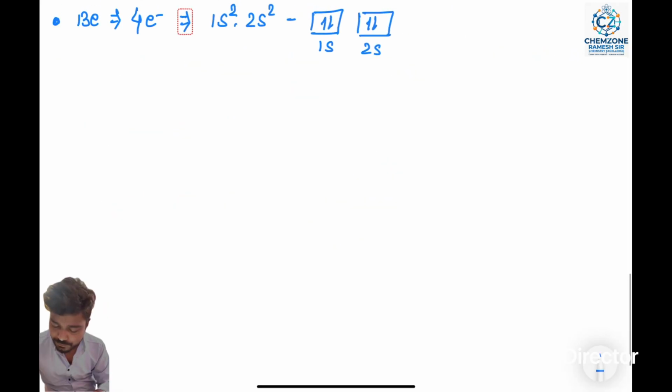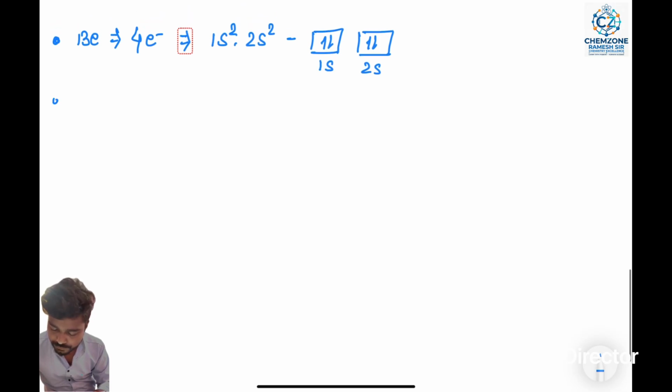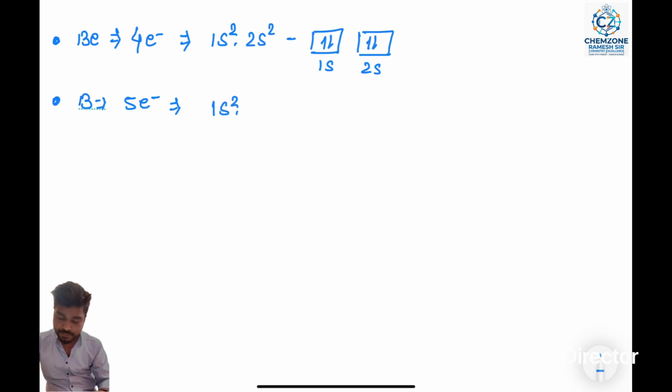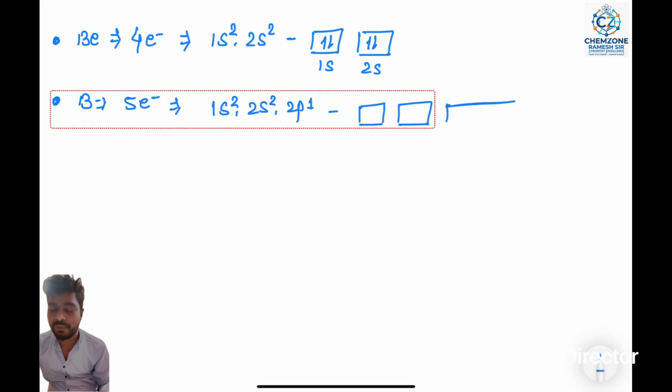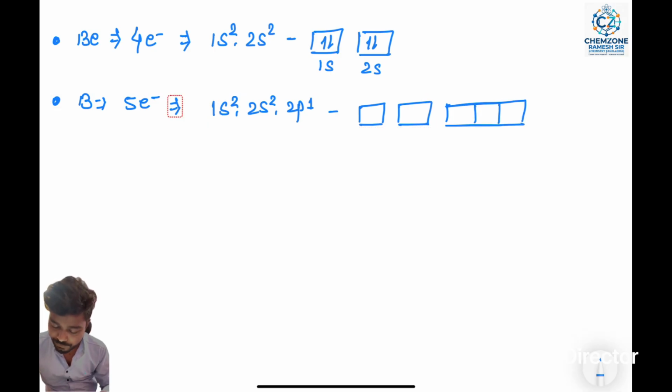Next is boron. Boron has the symbol B, its atomic number is 5, and 5 electrons are present. So the configuration is 1s2, 2s2 and 2p1. 1 electron is present in the p orbital. So the energy increases through the orbitals 1s, 2s and 2p. The 1s orbital has 2 electrons, 2s has 2 electrons, and the p orbital has only 1 electron.